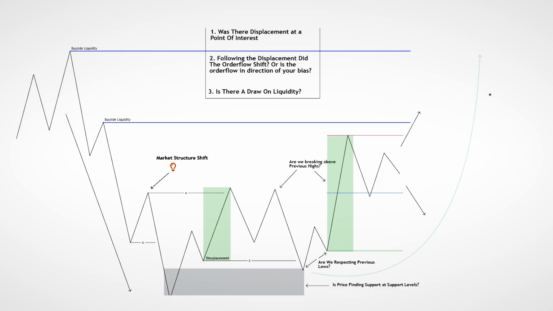Number three, is there a drawn liquidity inside the marketplace that we can anticipate price to then target? As we can see here, we have clear areas of liquidity above us. As structure shifts from lower to higher prices, the algorithm will then seek prior highs inside the marketplace as buy side liquidity. Now that we have everything in place, do you feel more comfortable when it comes to framing a bias? Well, of course you do.